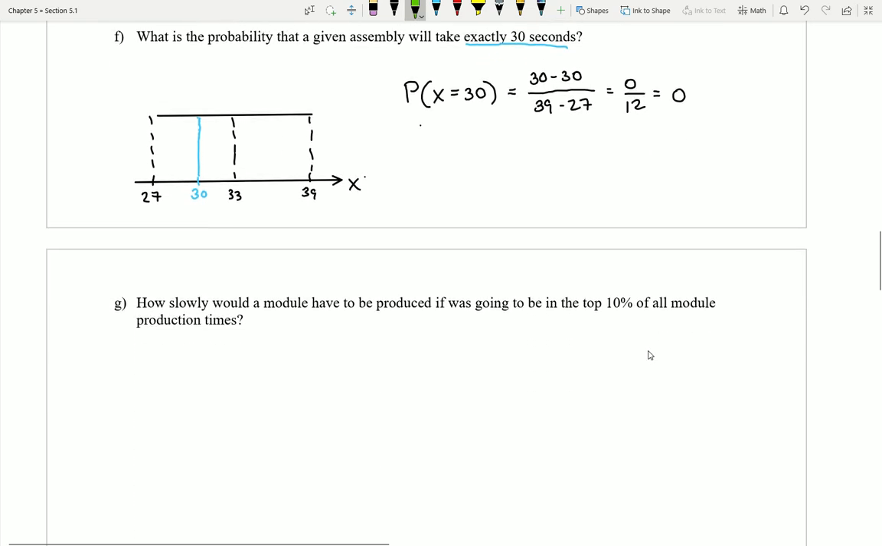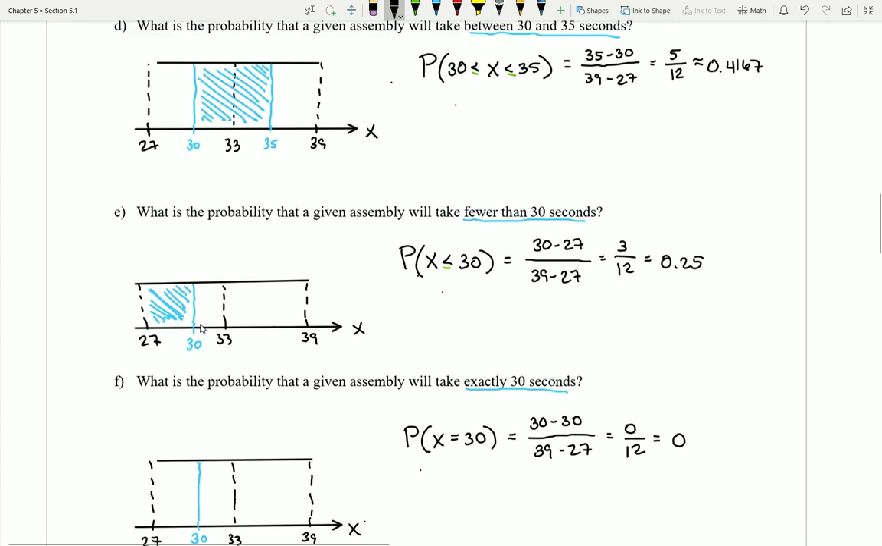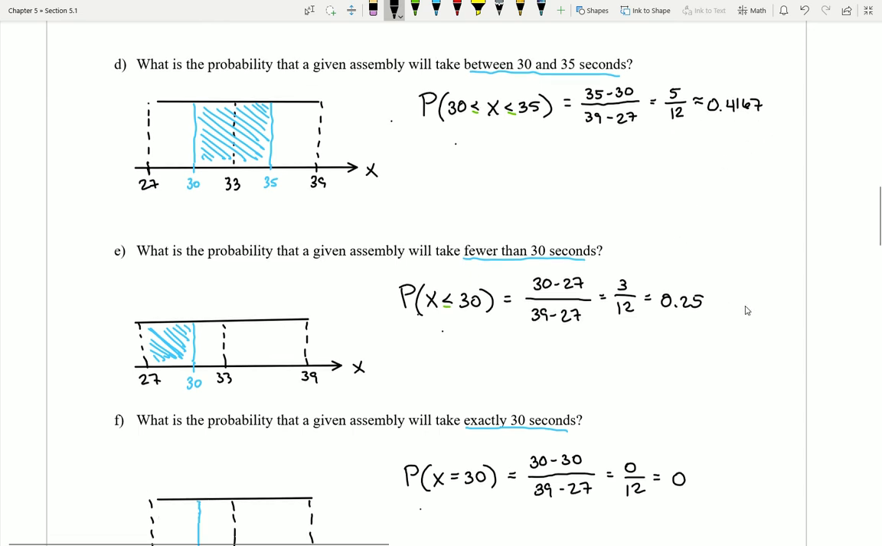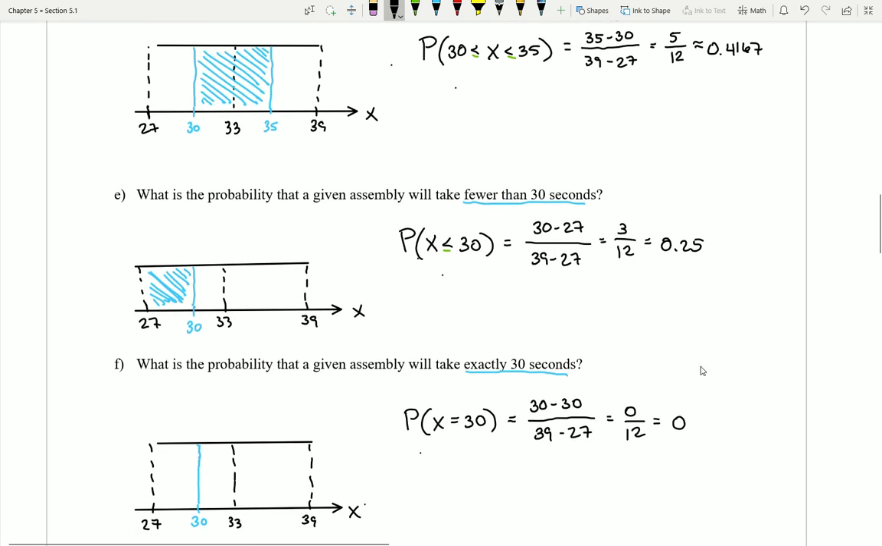Okay, let's take a look here at one final question in this section that's kind of a reverse style question to what we've just been looking at. How slowly would a module have to be produced if it was going to be in the top 10% of all module production times? Okay, first I should pause and notice there's a big change between this part and the previous parts. In the last 3 questions, I started each of these with, what is the probability, right? My goal was to end with the percentage, end with the probability, right? That's what I was looking for.